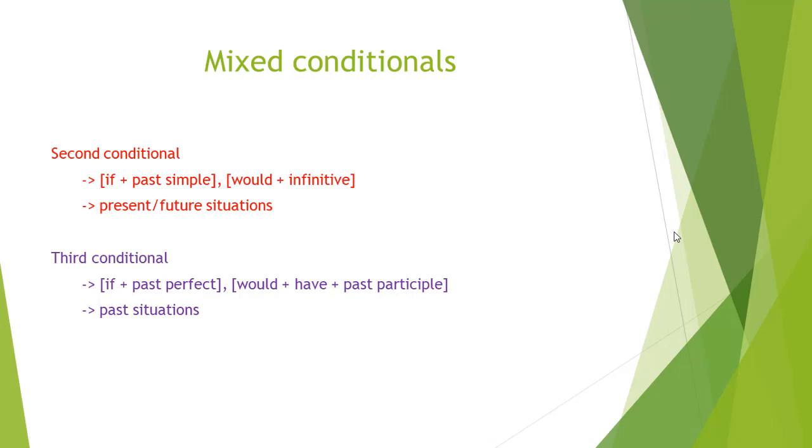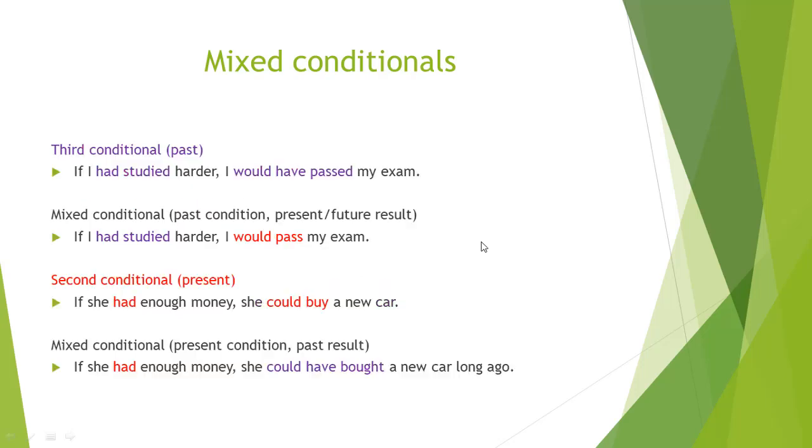We use the mixed conditionals if we want to express a situation in the past and the results in the future, or a situation in the past and the possible results in the future. We can use all the four conditionals, but mostly we use the second and the third conditional. Let's check some examples.